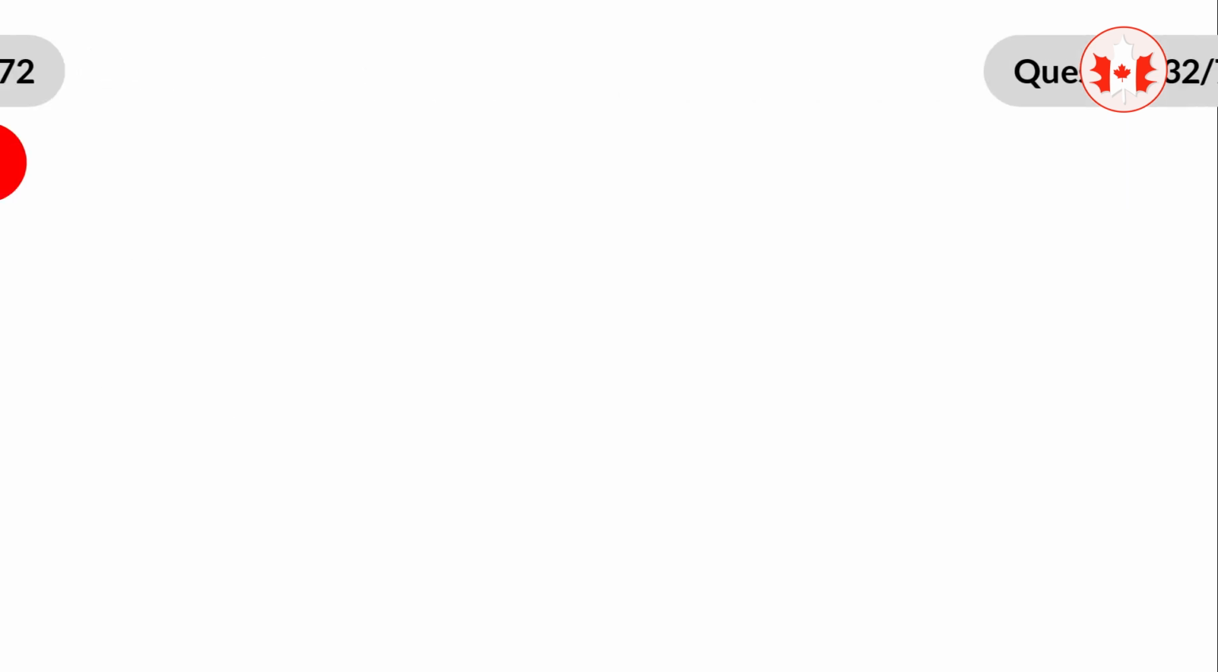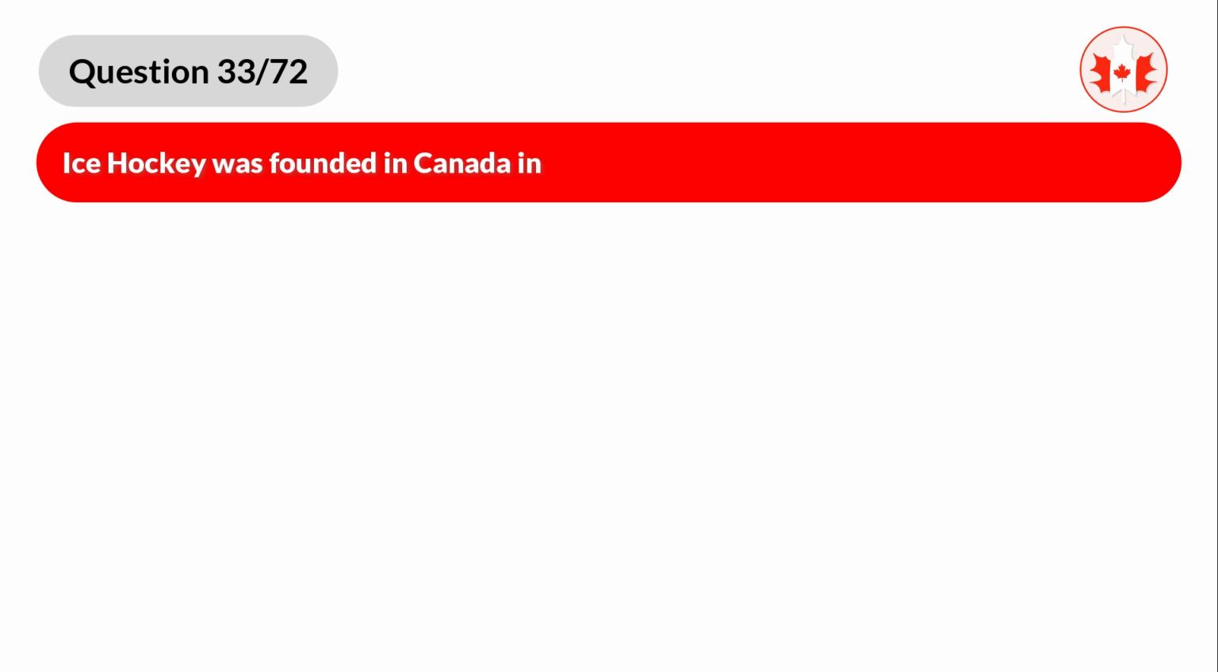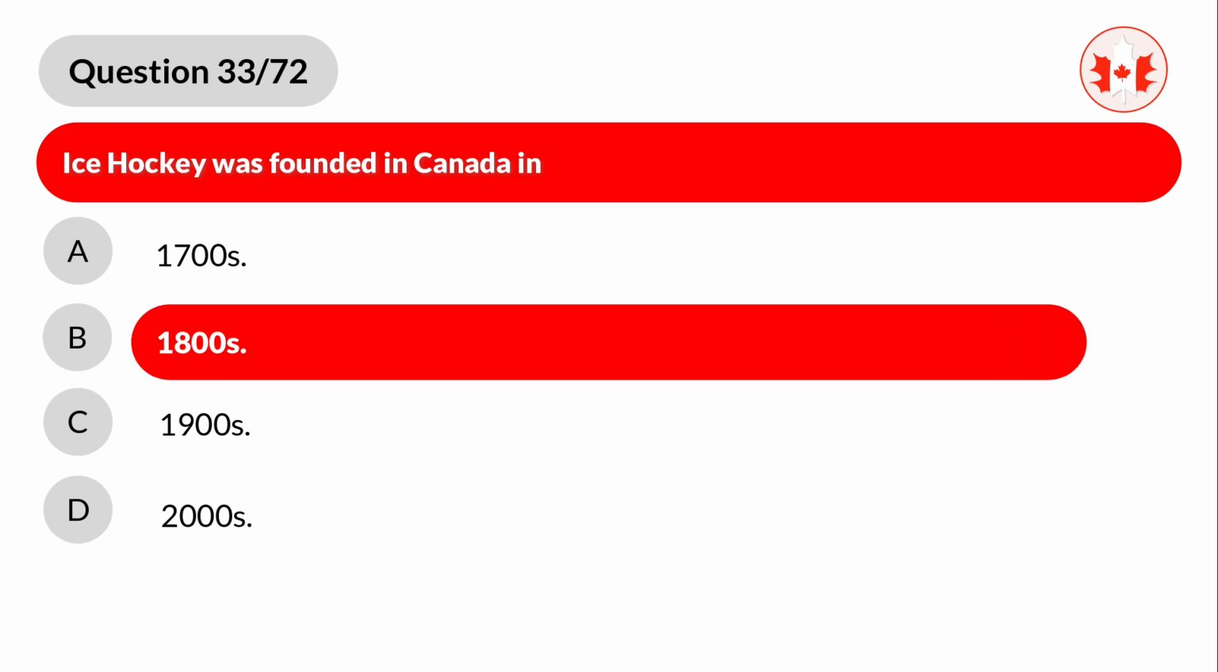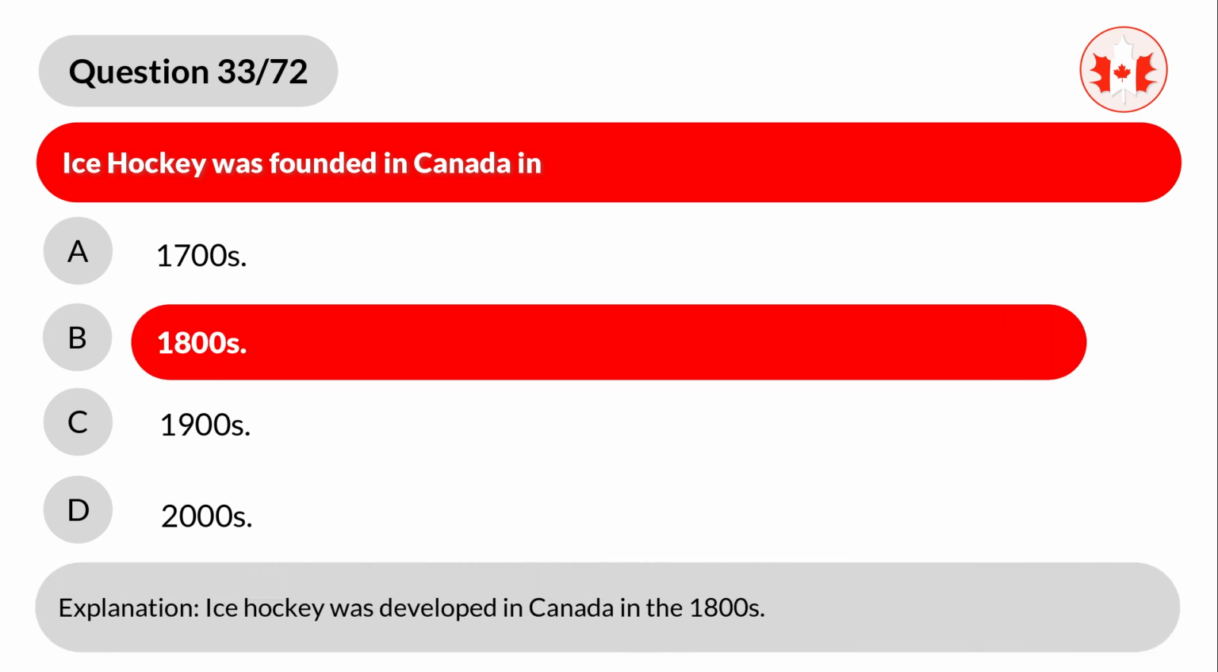Question 33. Ice hockey was founded in Canada in A. 1700s. B. 1800s. C. 1900s. D. 2000s. The correct answer is B. 1800s. Explanation: ice hockey was developed in Canada in the 1800s.